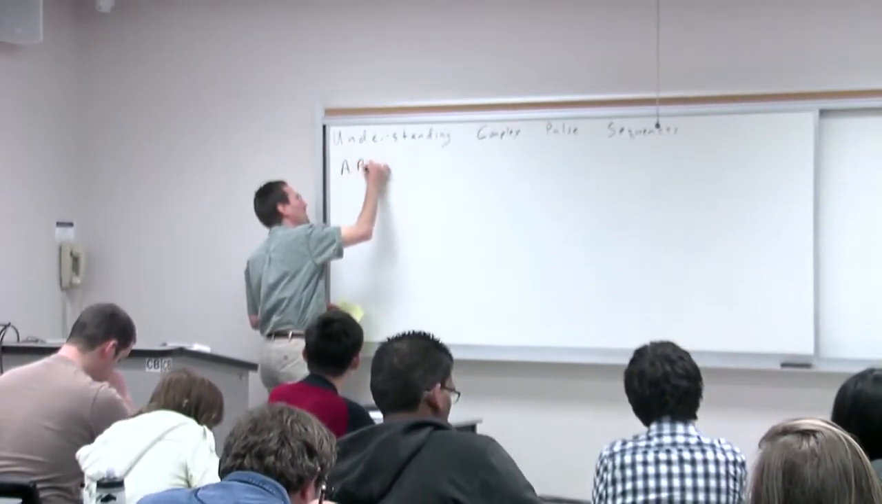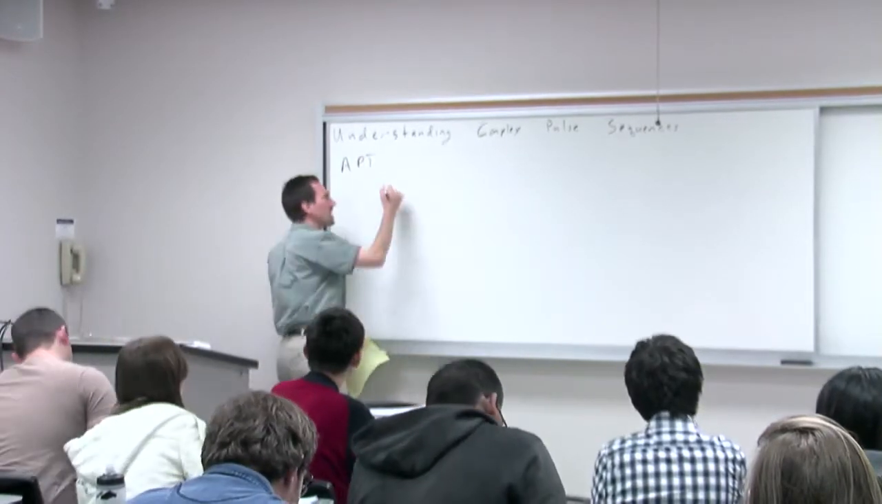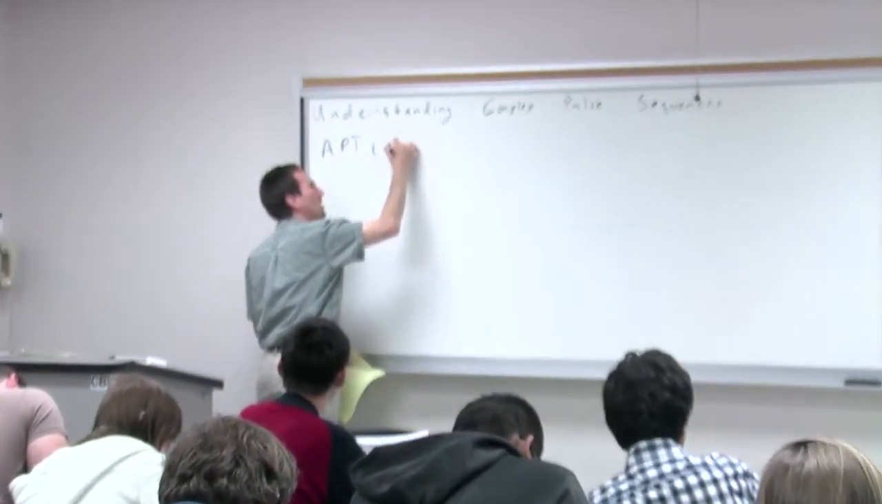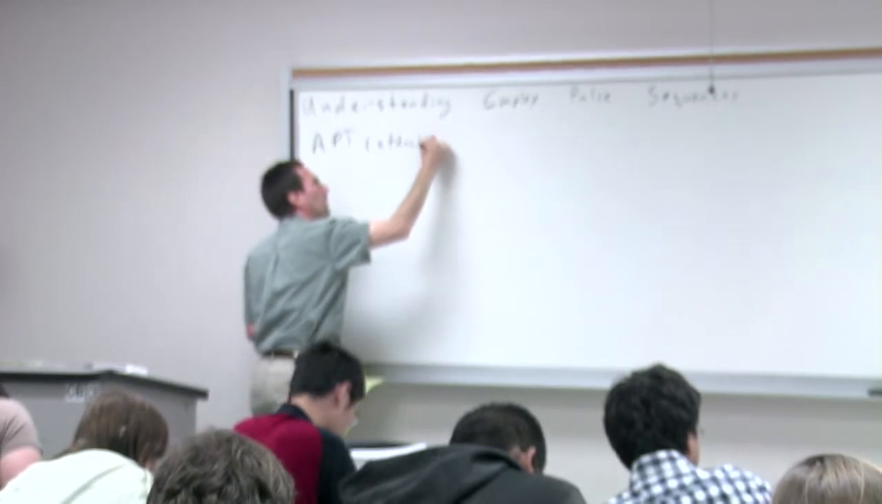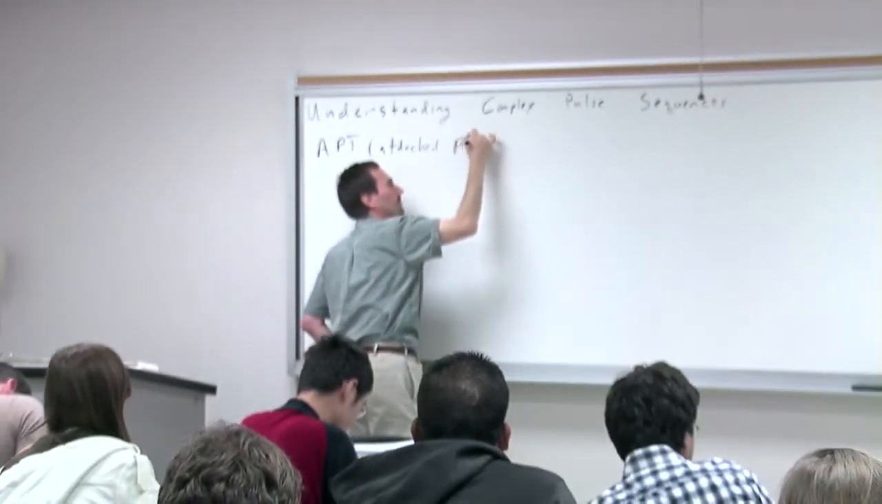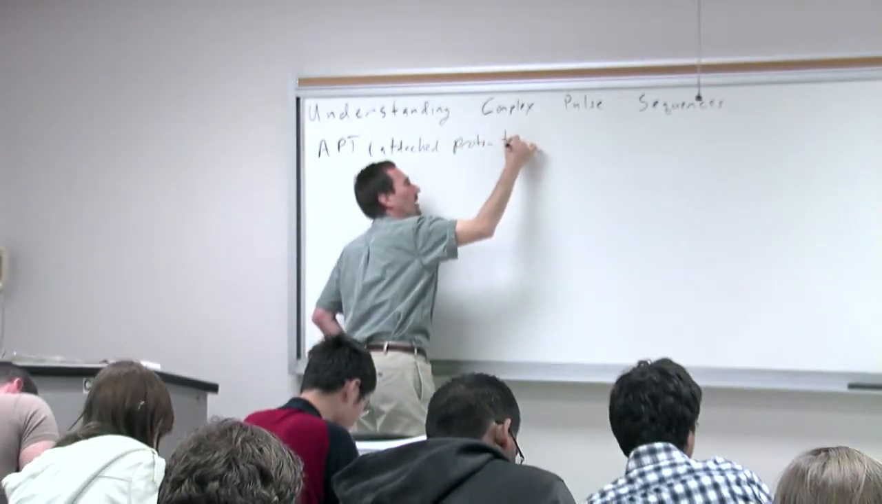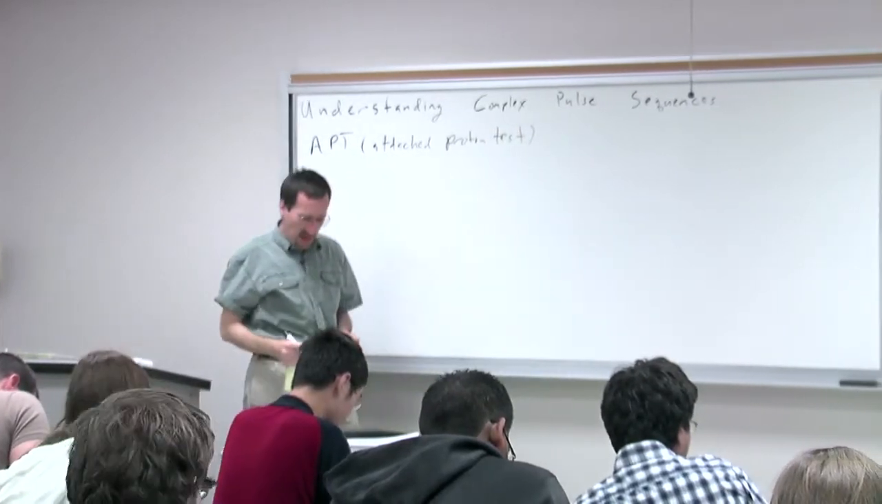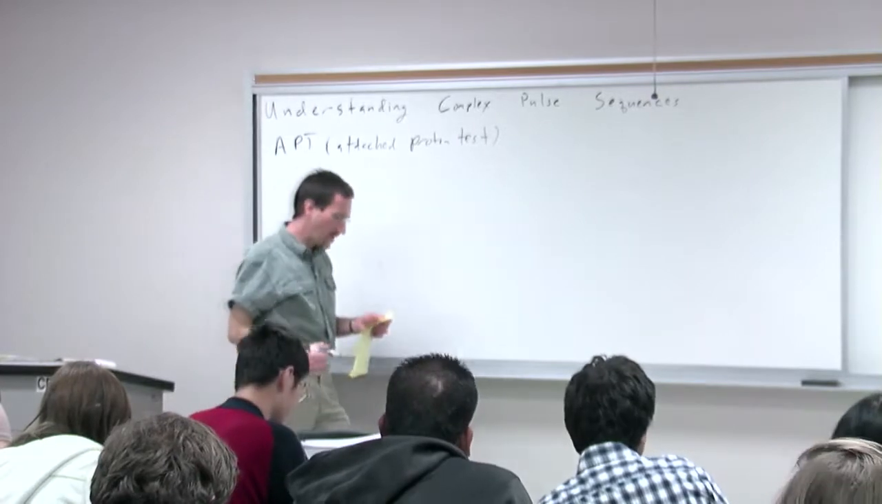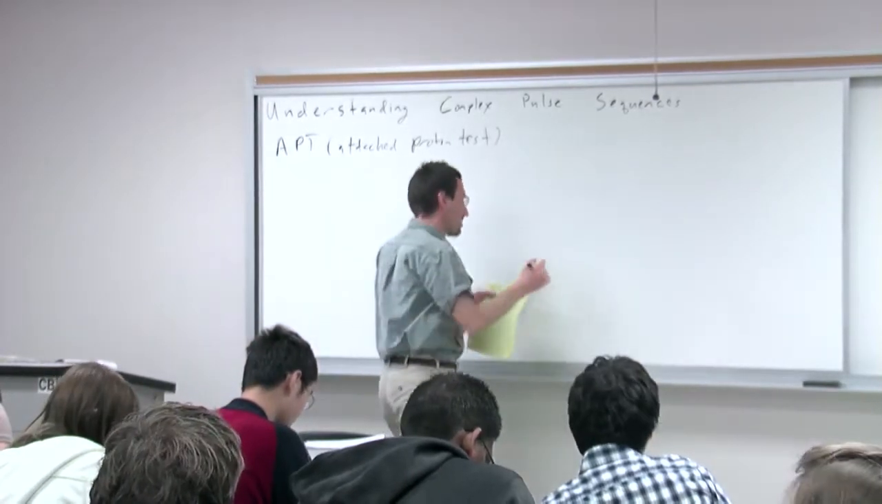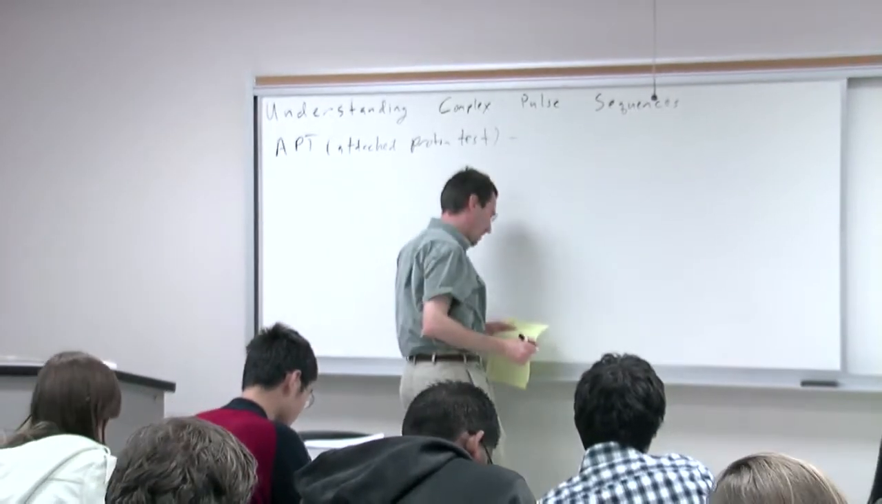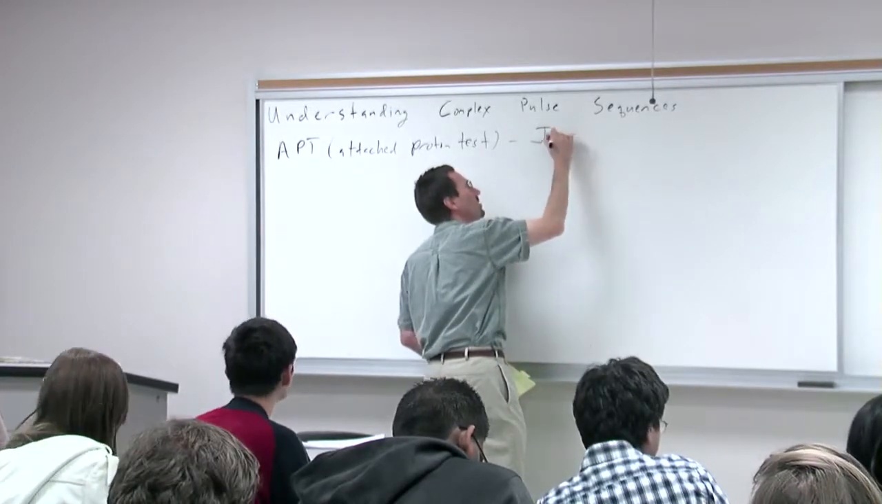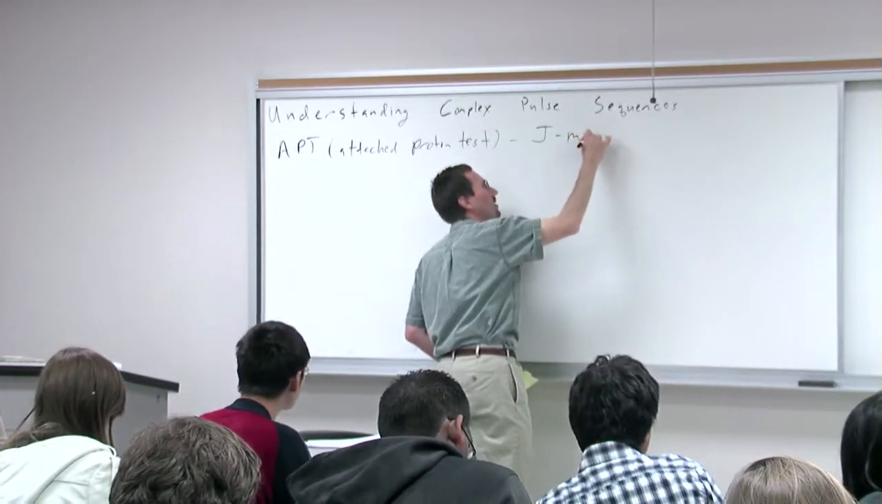It's called the APT, so it was a precursor. That stands for Attached Proton Test. And the more NMR spectroscopic name for the technique, which actually is going to make a lot of sense to you when we start to talk about how it works, is called the J-modulated spin echo technique.